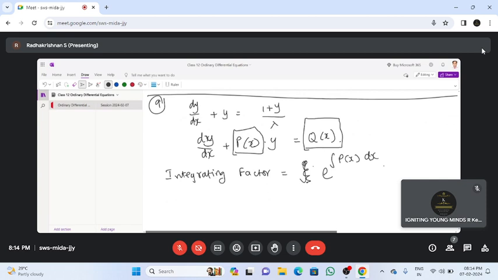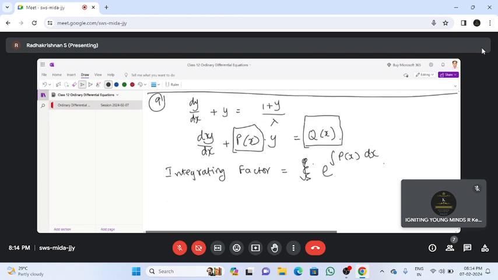No, because on the right hand side it has to be q of x or constant. There should not be y in that. But you see 1 plus y by lambda, right? So how do we rectify this? First we have to rearrange the terms to get it in this format: dy by dx plus p of x into y equal to q of x.